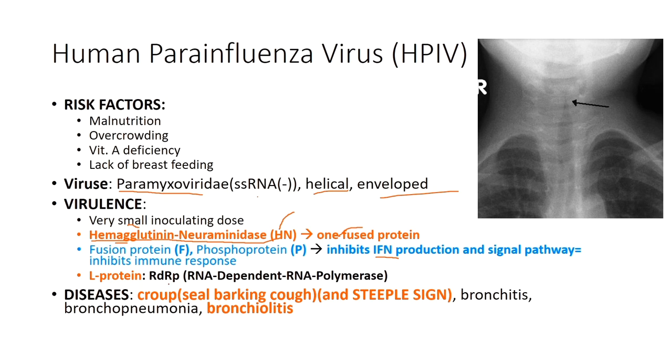We also have our L protein, which is our RDRP, and so that's our RNA-dependent RNA polymerase, which we know our negative sense RNA viruses must carry with them. The disease that it causes is known as croup.